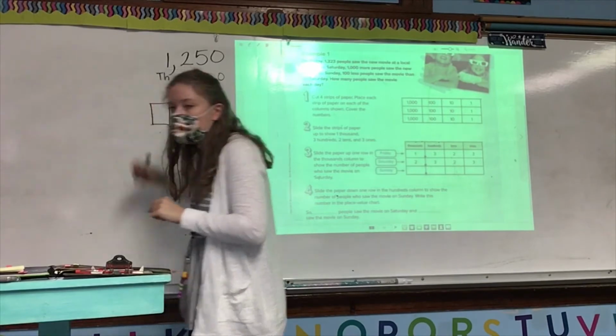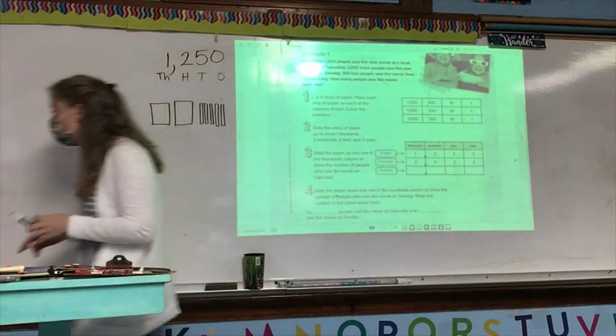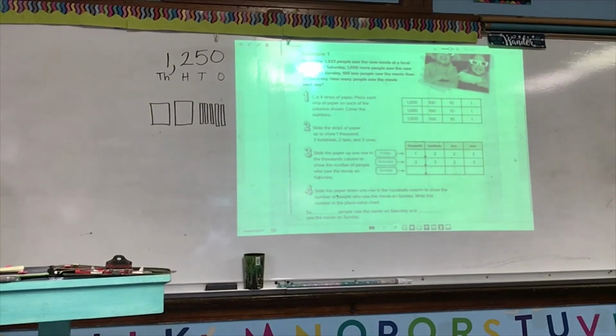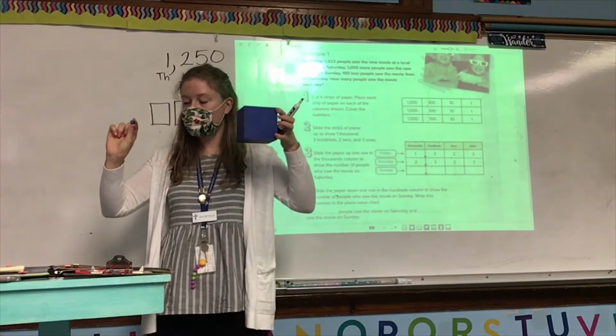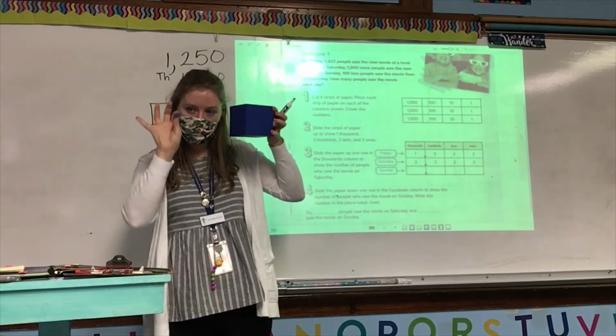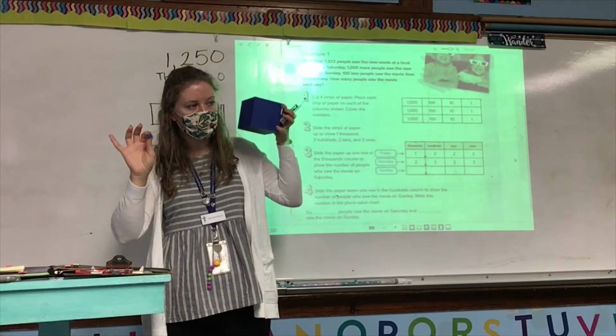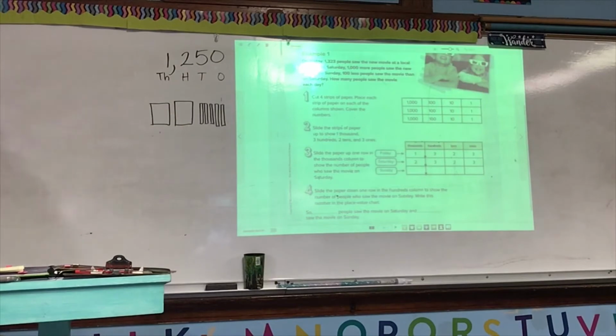1,000. 1,000 cubes. Ones cubes and thousands cubes have the same thing because if you look at them, don't they look the same? They're the same shape, just this one's really little and this one's big. So they're both cubes. So we need 1.